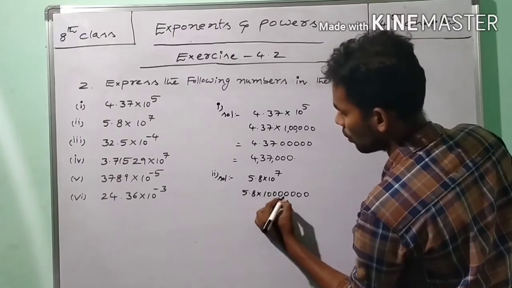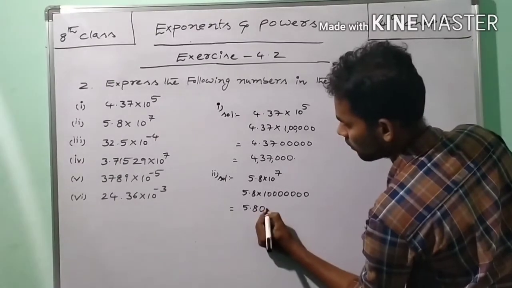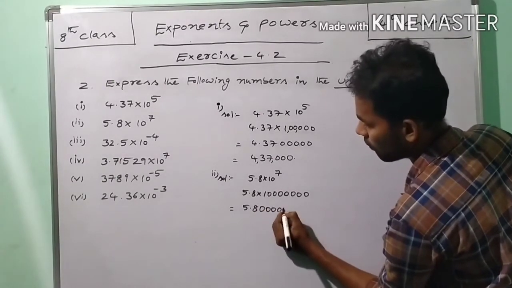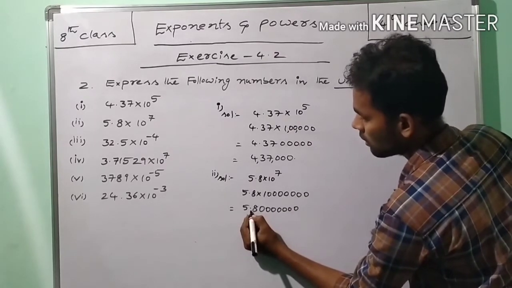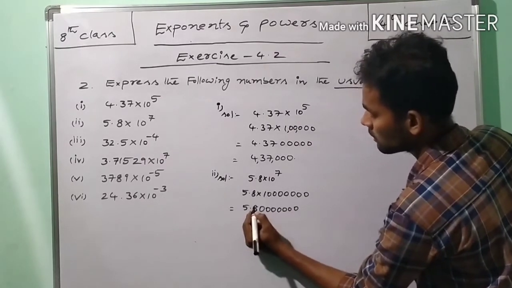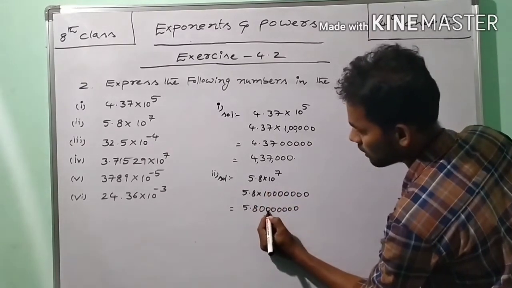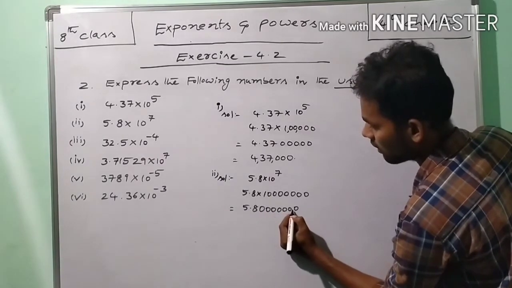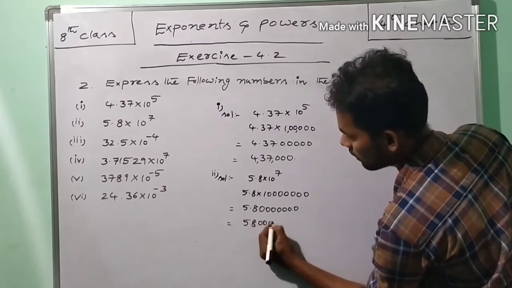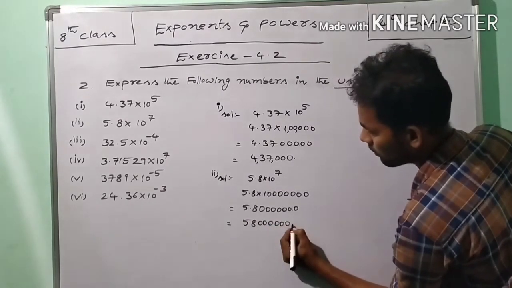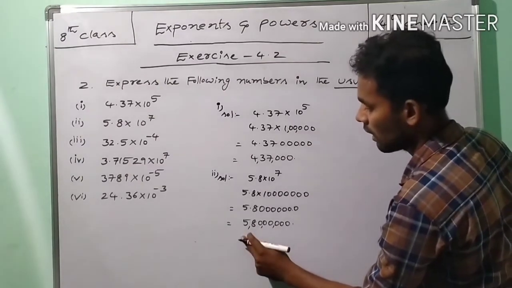5.8 into 1 crore equals 5.8 with 7 zeros: 1, 2, 3, 4, 5, 6, 7. Decimal point here. Shift how many places towards the right side? 7 places: 1, 2, 3, 4, 5, 6, 7. That gives 5, 8, 0, 0, 0, 0, 0, 0, which is 5 crores 80 lakhs.